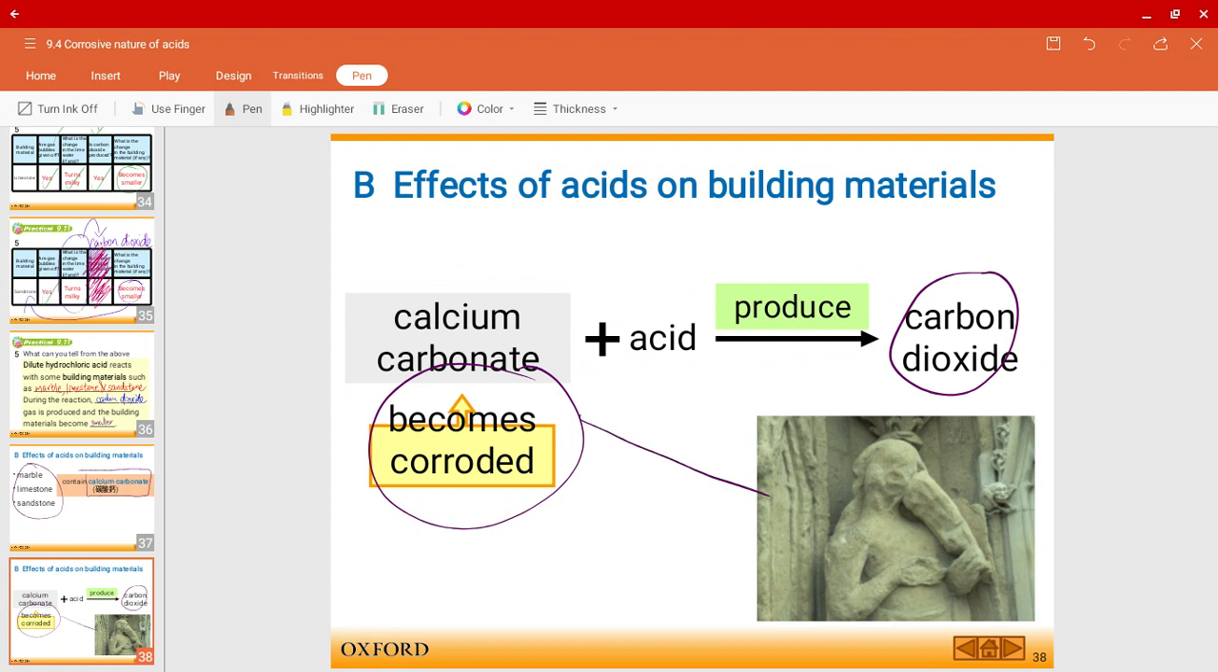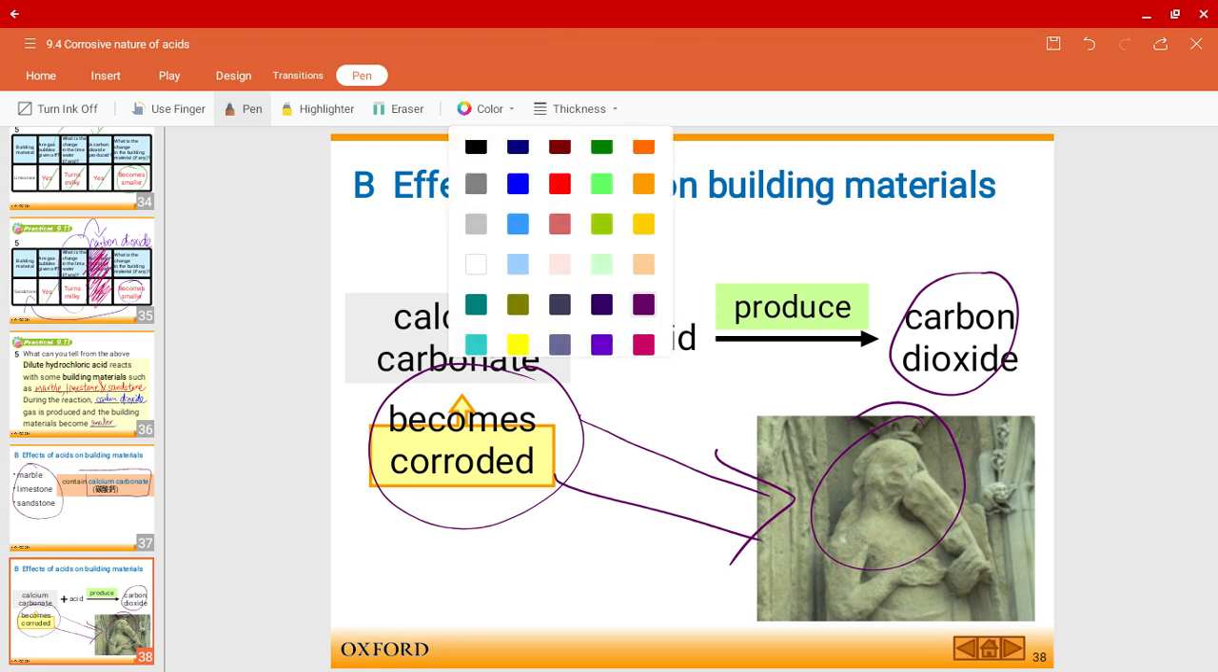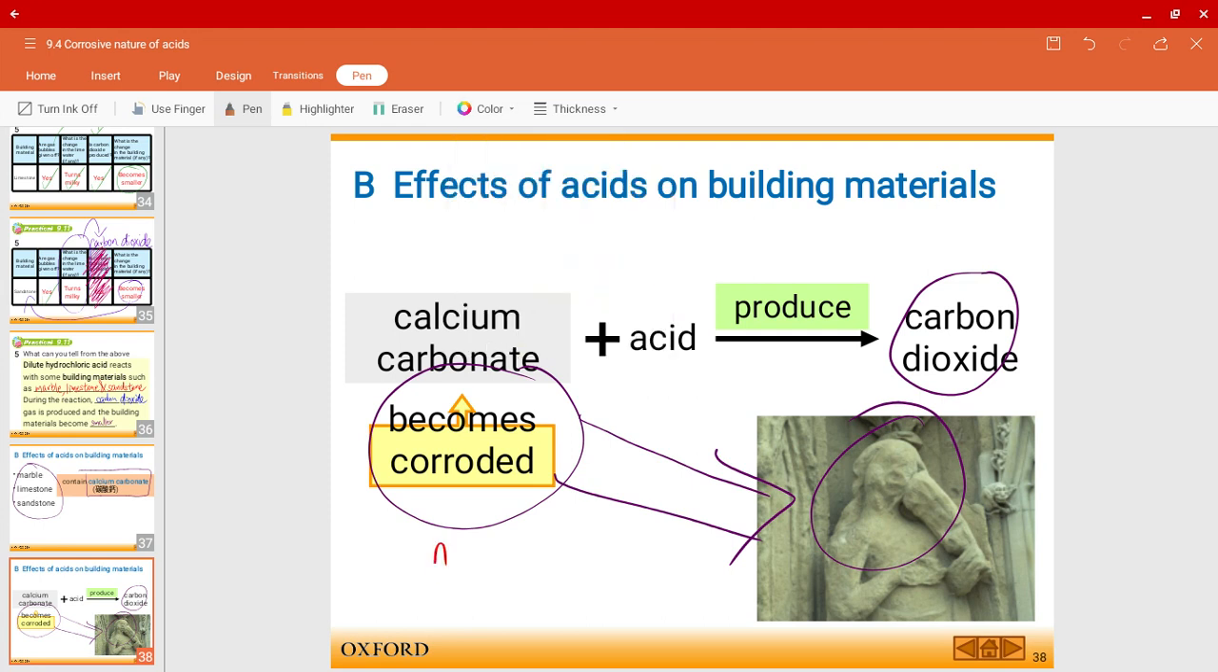And have a look at the statue over here on the right. You'll see that the face is totally messed up. Even the hands, everything is messed up. One of the reasons is because of the acid. Now, maybe some of you have heard of acid rain, maybe in your primary school or in Form 1. Another reason could be due to acid rain.